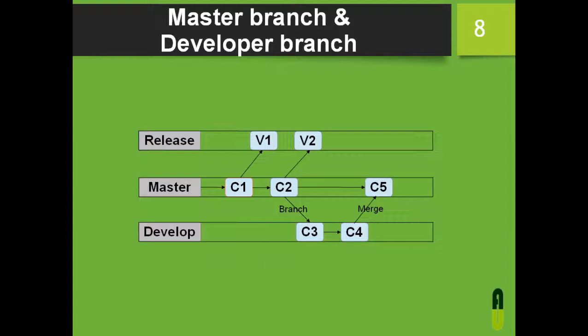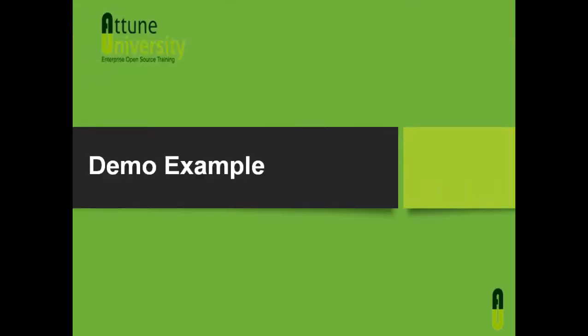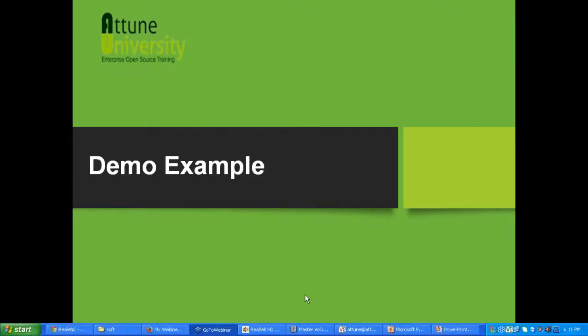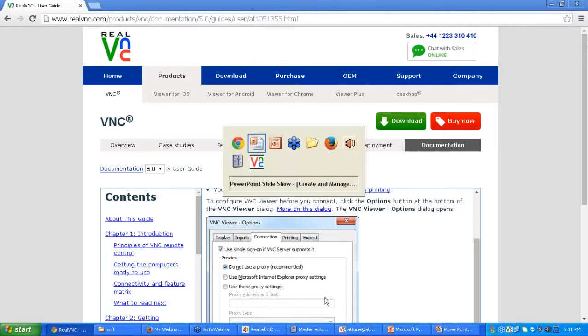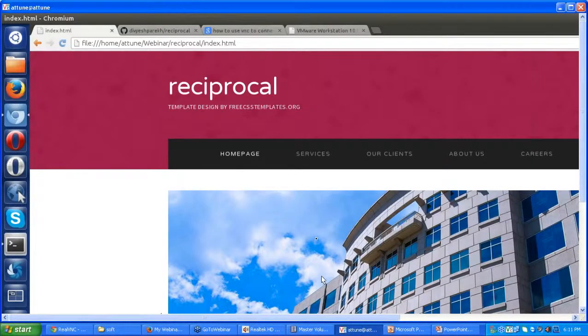Now let's go for a demo example. Let me show you. Here I am connecting with another system, and here is another project. I have already configured this stuff here. It's a demo project for branch.